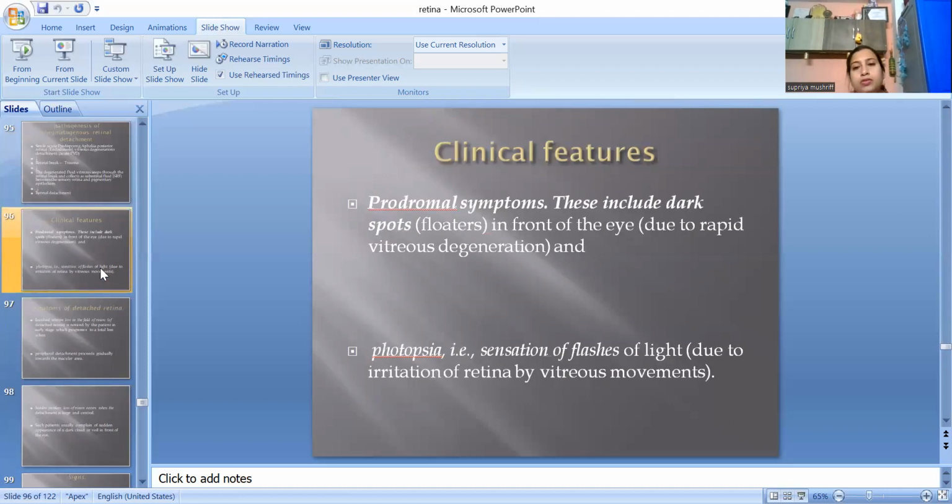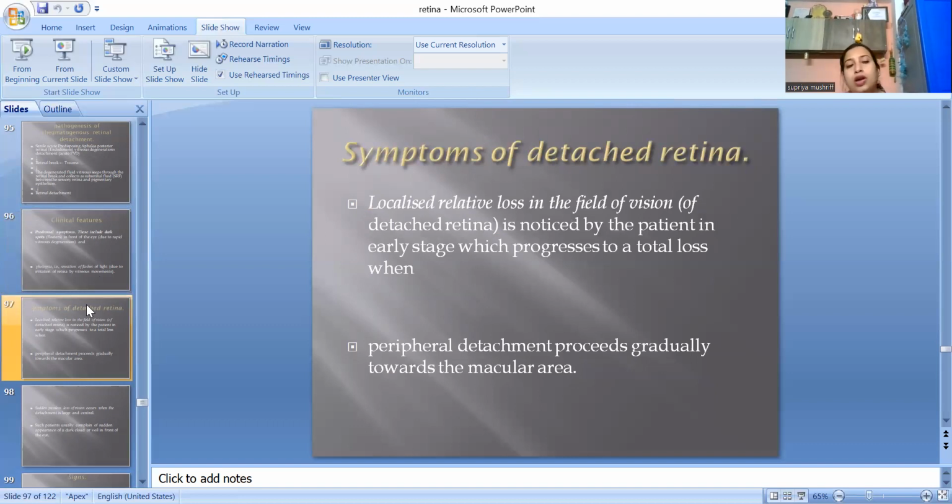Clinical features. Prodromal symptoms. These include dark spots, floaters in front of the eye due to rapid vitreous degeneration, and photopsia, that is, the sensation of flashes of light due to irritation of the retina by vitreous movement. These are very important symptoms of rhegmatogenous RD. So if a patient experiences any type of photopsia or black spots in front of the eye, they should rush to their ophthalmologist because it can be an initial feature or symptom of rhegmatogenous RD.